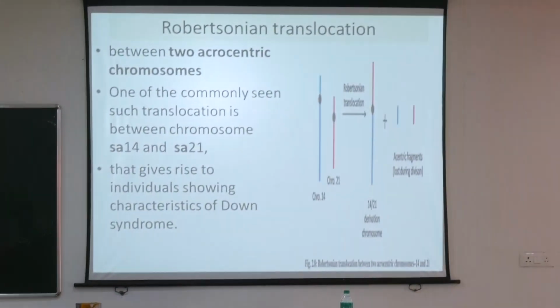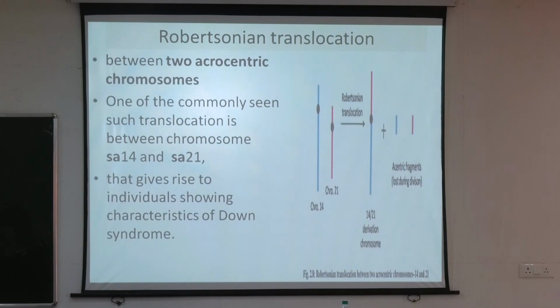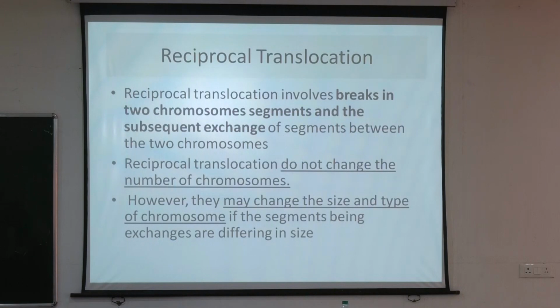So this is known as Robertsonian translocation. As I am saying, this is more important because it has a clinical role. We see this kind of translocation frequently in Down syndrome individuals. That's why this translocation is important, and many times questions are asked about Robertsonian translocation, an example of it, and its significance. This is one. Then the other translocation we call reciprocal.